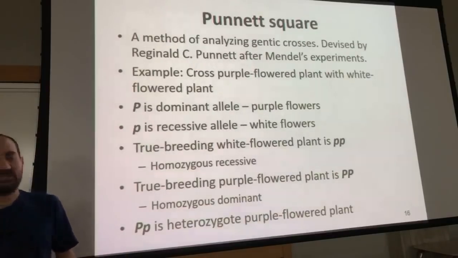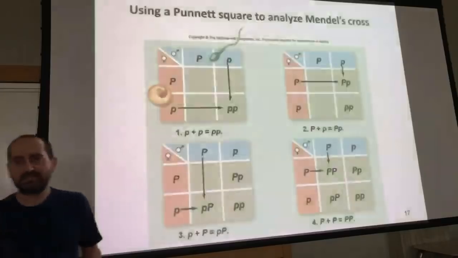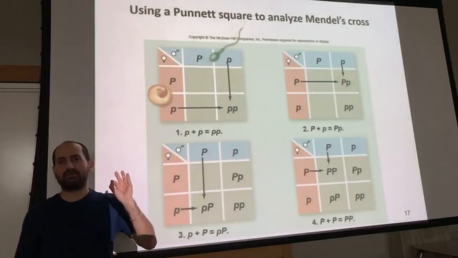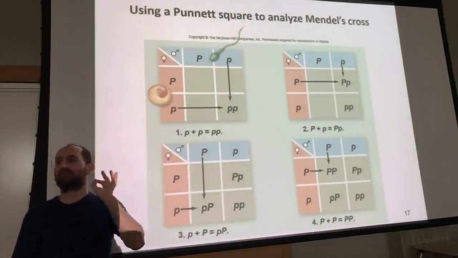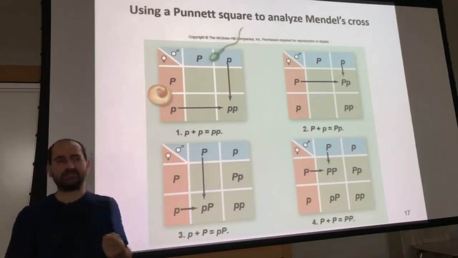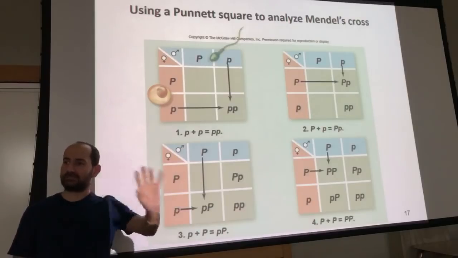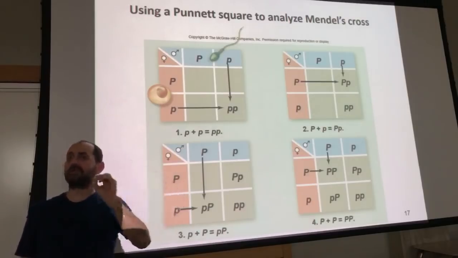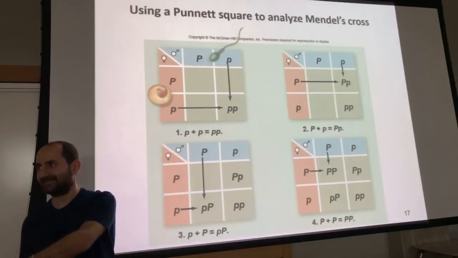Punnett squares, you guys remember how to set these up? The very first thing you need to know is what is the genotype of the mom and what is the genotype of the dad, right? That's the first thing. The second thing you need to know is what kind of gametes can this parent make? What kind of gametes can that parent make, right?